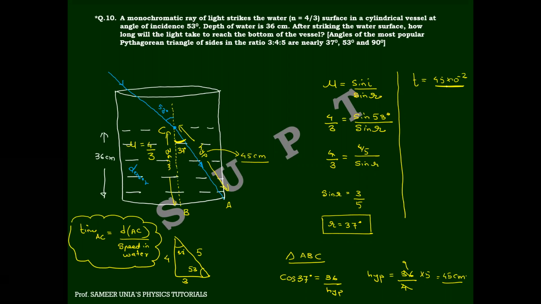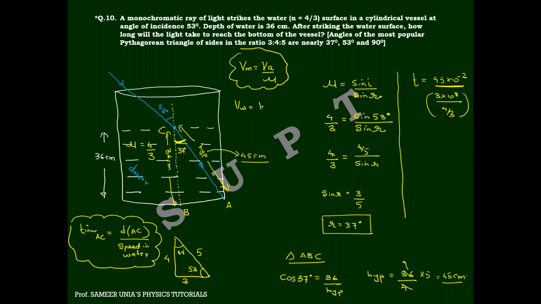Speed in water: always remember, whenever you need speed in a medium, it will be speed in air divided by the refractive index of that medium. Do you all understand? Speed in water will be speed in air by refractive index. This is a standard result: mu is sin i upon sin r, which is VA by VW.